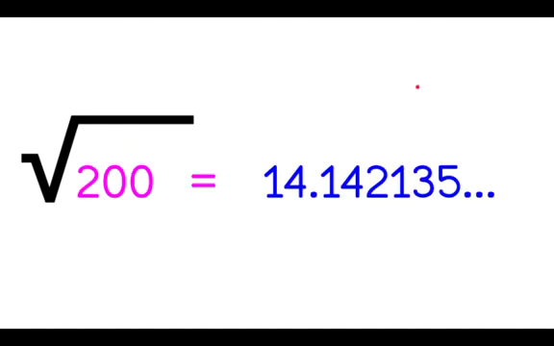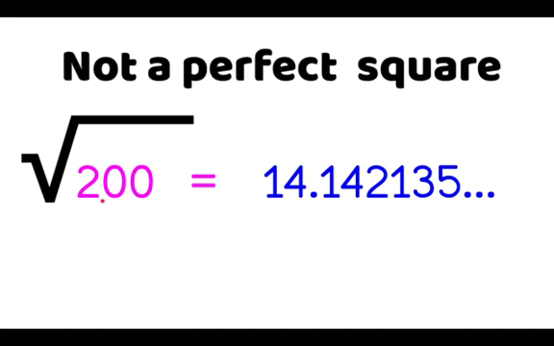Take this for example. The square root of 200 equals 14.142135, on and on and on. The numbers go on forever and don't follow any pattern, because no number times itself equals 200. This is not a perfect square. So there are perfect squares and not perfect squares. That's going to come in handy a little bit more tomorrow.